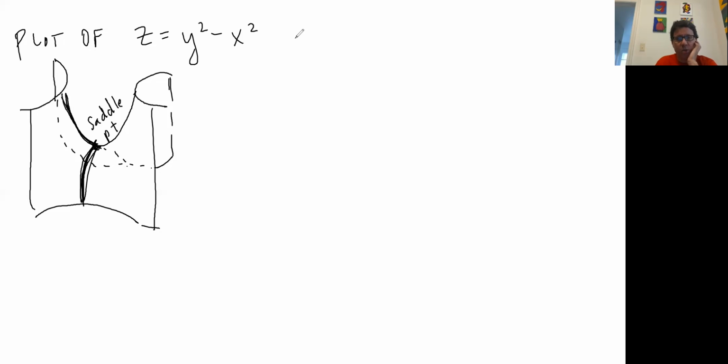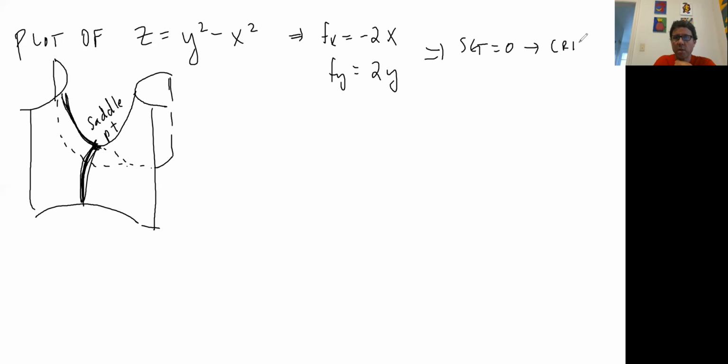So if I went back and just tried to use it, then again, let's see. I take the fx and I get minus 2x. I take fy and I get 2y. And again, I take these things, I set them equal to 0. And I got my critical point where x is 0 and y is 0. And of course, z is 0. So now let's do the second partials test on it.